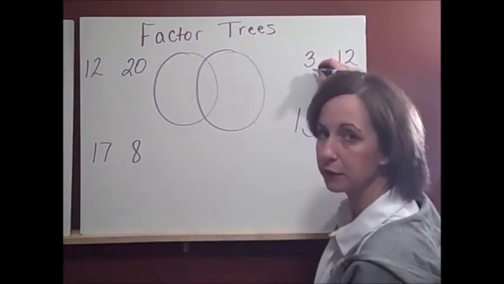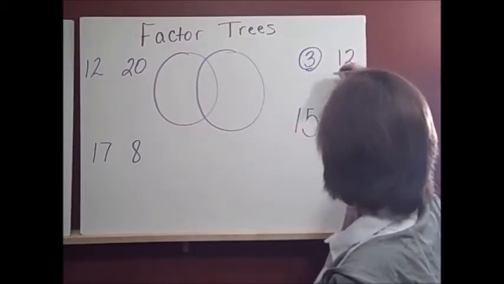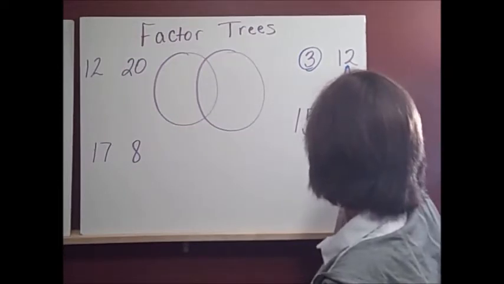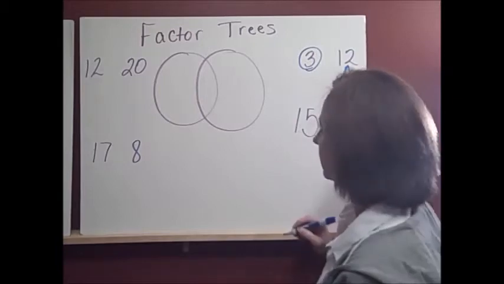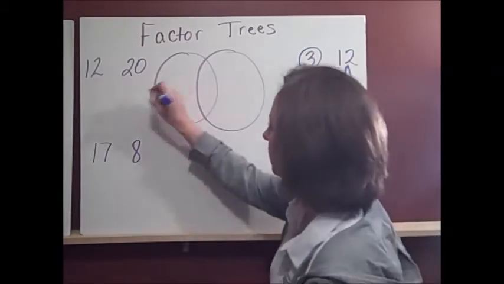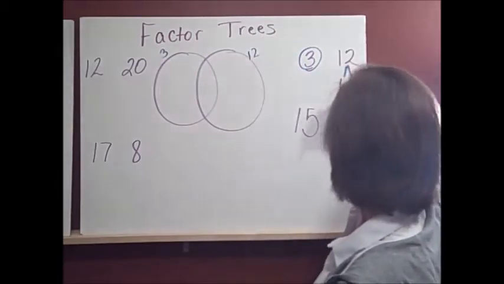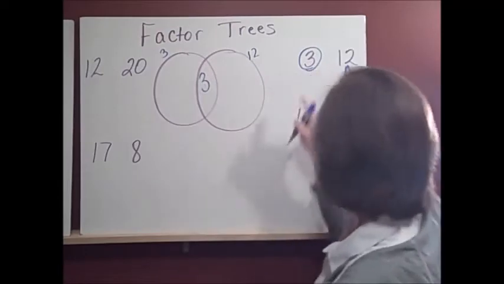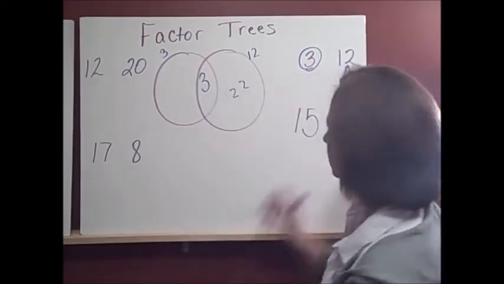This does not need a factor tree because it's already prime. So I'm simply going to circle it and do the prime factorization of 12, which ends up with a 2, a 2, and a 3. So if I go to my Venn diagram, like you'll remember, and this one represents 3, and this one represents 12, 3 and 3 are both in both of these factorizations. And this one has a 2 and a 2 left over.